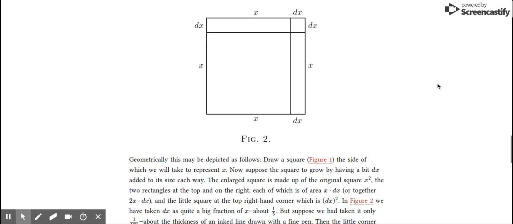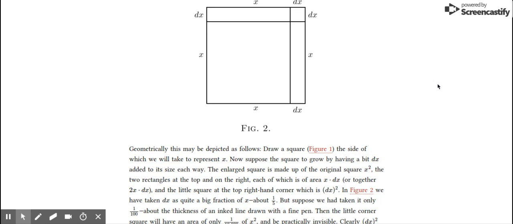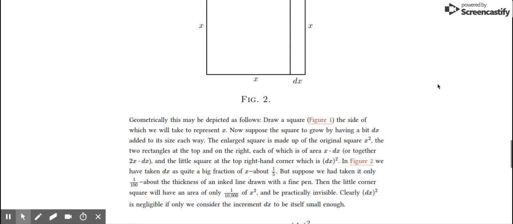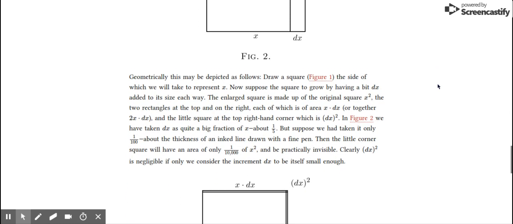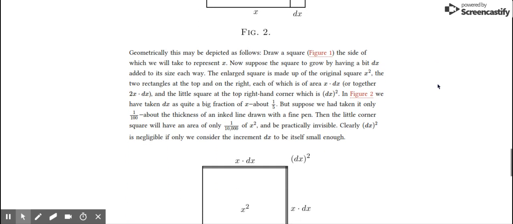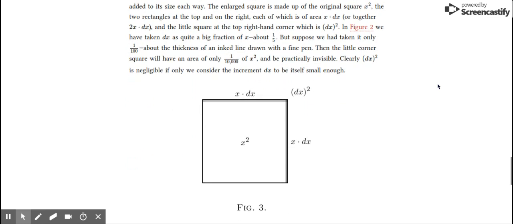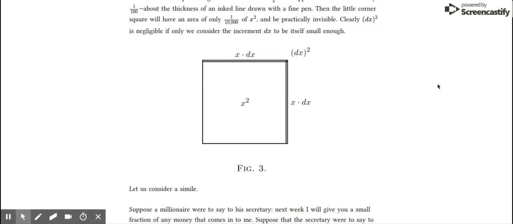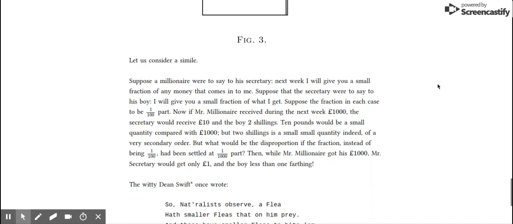In figure 2, we have taken dx as quite a big fraction of x, about a fifth. But suppose we had taken it only 1/100th, about the thickness of an inked line drawn with a fine pen. Then the little corner square will have an area of only 1/10,000th of x squared and be practically invisible. Clearly, dx squared is negligible if only we consider the increment dx to be itself small enough.